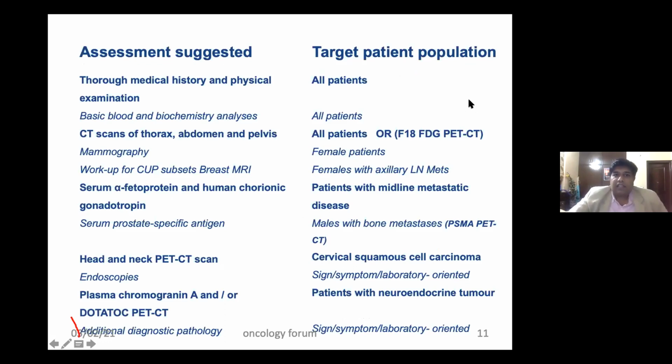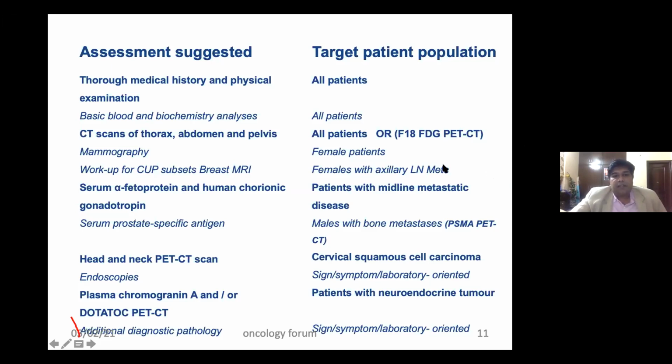So if we see the target patient population, the assessment required is a medical history and physical examination for all patients, basic blood and biochemistry analysis in all patients, and a CT scan of thorax, abdomen, and pelvis in all patients. Right now, F18 FDG whole body PET-CT is even more cost effective nowadays compared with CT of the thorax, abdomen, and pelvis, and is also available right now in tier-2 cities.